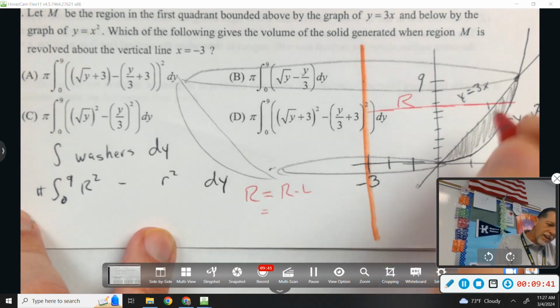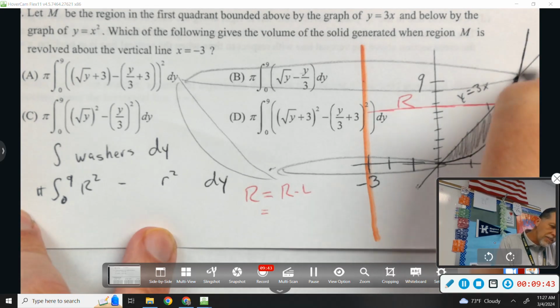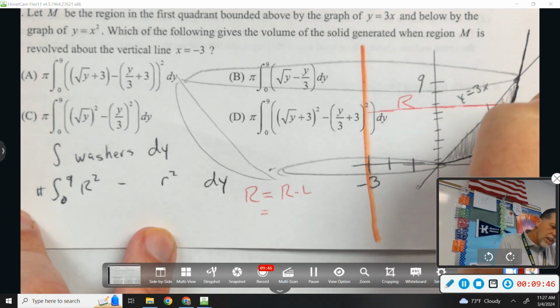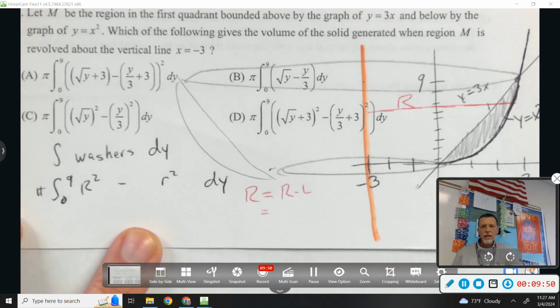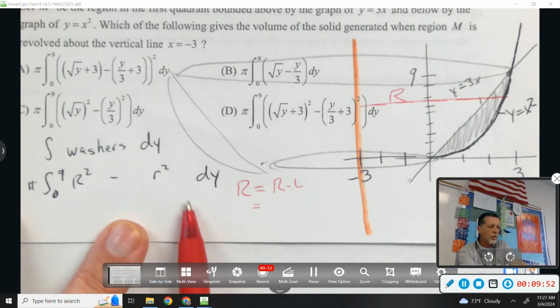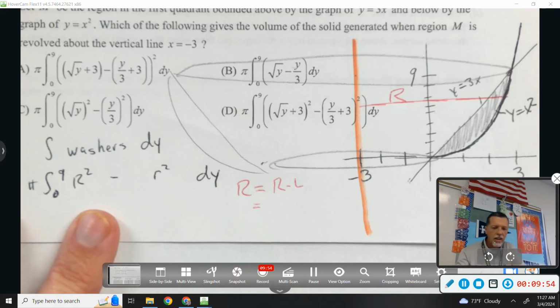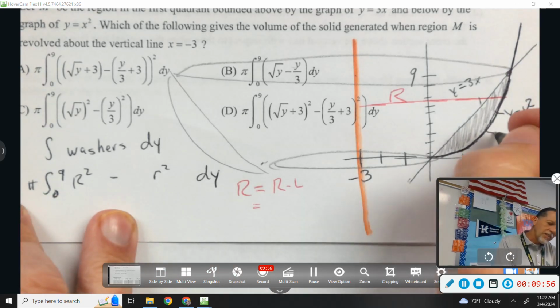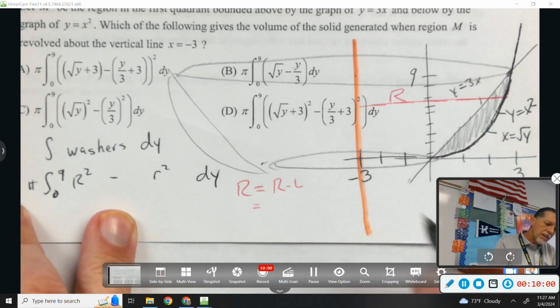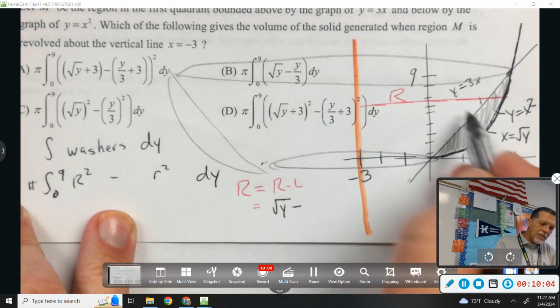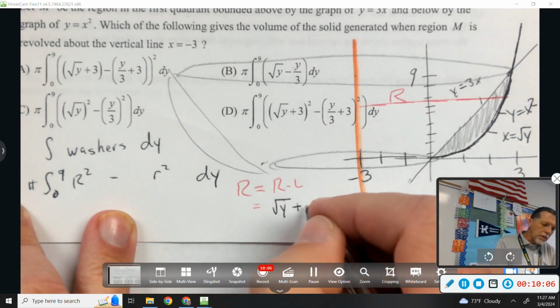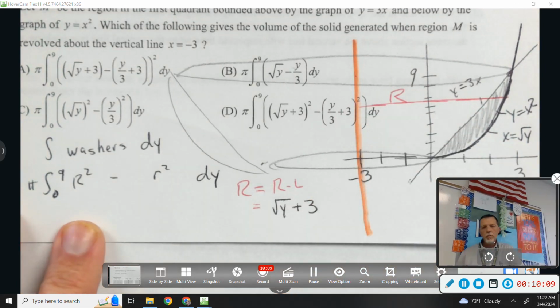So the right side is this curve, which I would normally call x squared, but I can't call it x squared because I have to be in terms of y. So what should I call this curve? Square root of y. So square root of y minus, and then this curve is negative 3, but so square root of y plus 3.